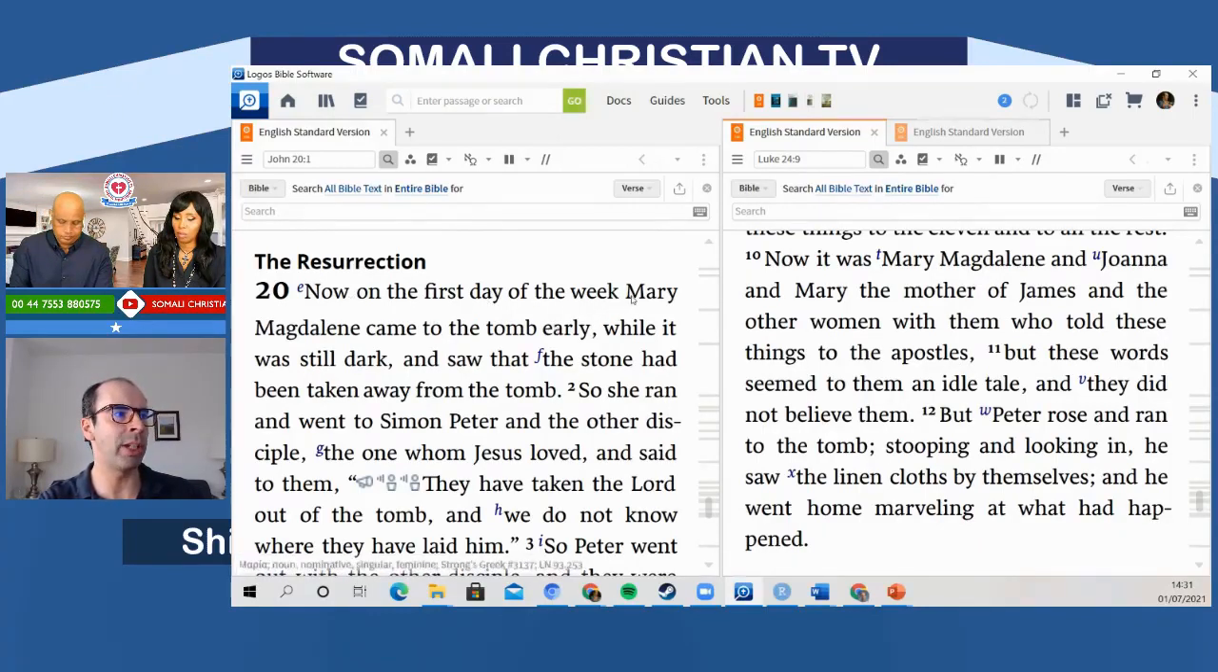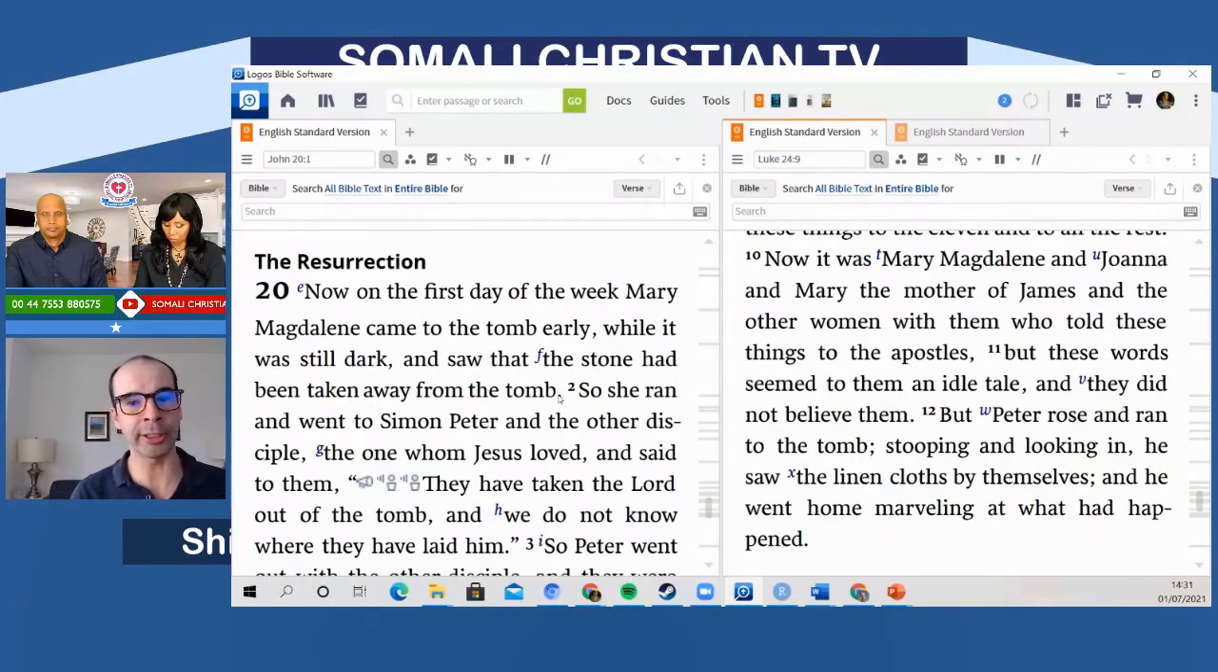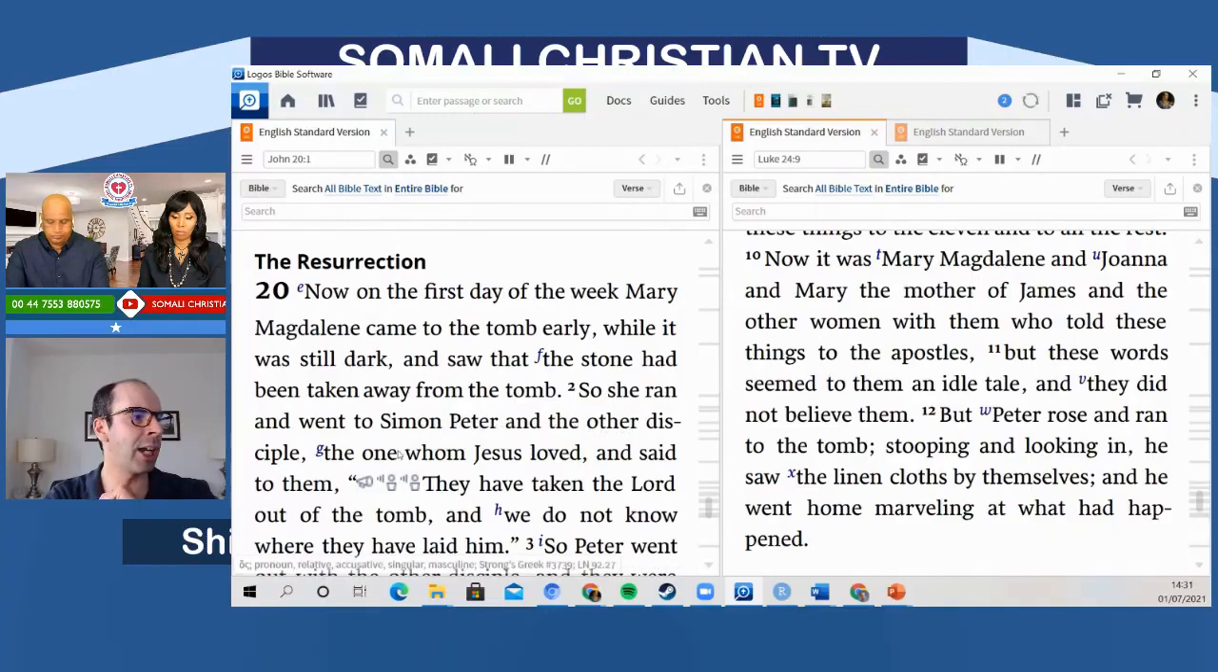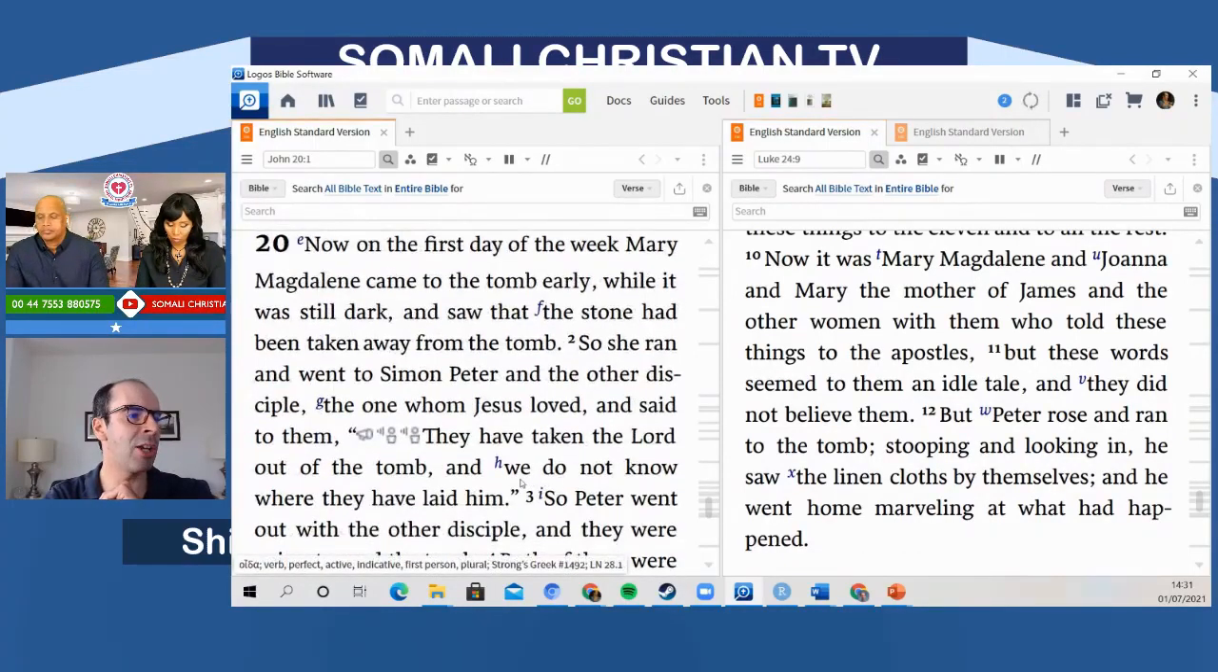It says, on the first day of the week, Mary Magdalene came to the tomb early while it was still dark and saw the stone had been taken away from the tomb. Well, what about the other women? And you'll see this example in Bart Ehrman's book, Jesus Interrupted, for instance, as an example of a contradiction between the Gospels. Now, what's interesting is that if you continue to read in verse 2, it says, so she ran and went to Simon Peter and the other disciple, the one whom Jesus loved, and said to them, they have taken the Lord out of the tomb, and we do not know.